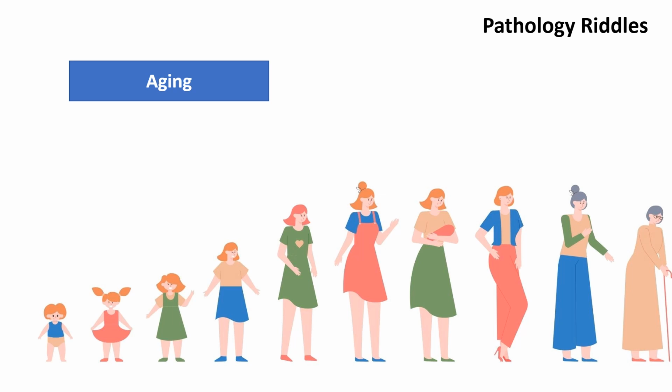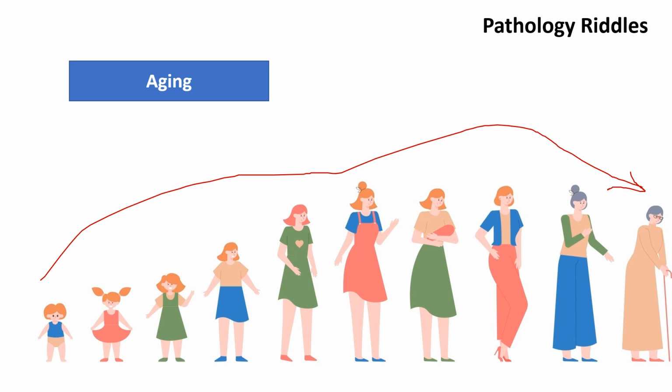Finally, the last cause of injury is cell aging. Aging reduces the ability of the cells to respond to stress efficiently, and it results in cell injury.